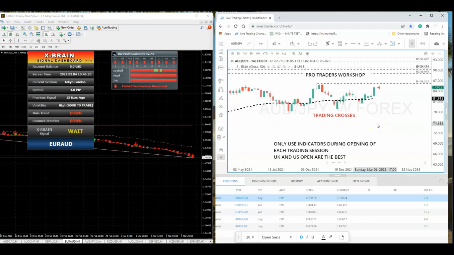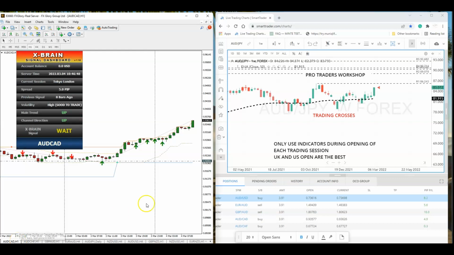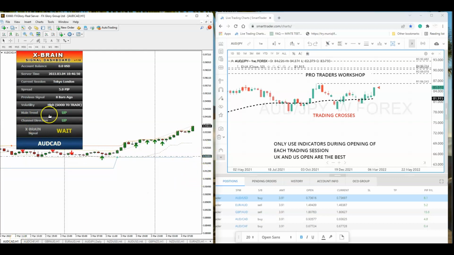It is the opening of the UK markets, and I scanned several pairs using the X-Rate indicator and Profit Goldeneye, so I can determine what currencies are strong or weak. And at the moment, the Australian dollar is very strong. So when I look at, for example, Aussie CAD, main trend is up, the channel is up.